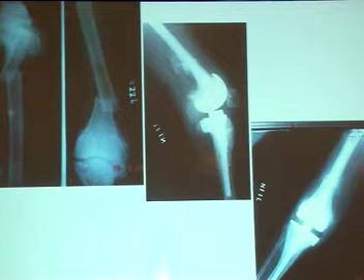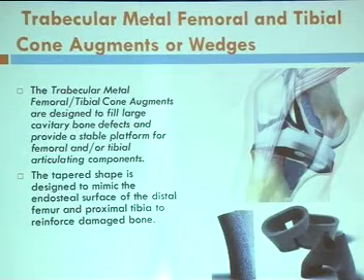And of course, this patient with the very badly deformed knee and the fracture on the femoral side, again a wedge on the tibial side as well as a stem on the femoral side to fix the fracture also. Trabecular metal wedges and femoral tibial cone augments.